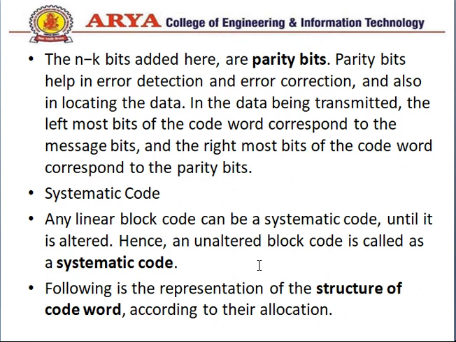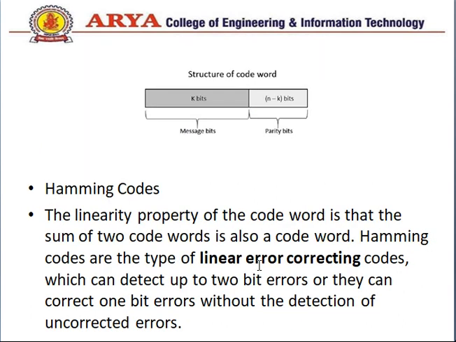Systematic codes. Any linear block code can be a systematic code until it is altered. Hence, an altered block code is called a non-systematic code. Following is the representation of the structure of the code word according to the allocation. So here is the structure of the code word: k message bits and n minus k parity bits.